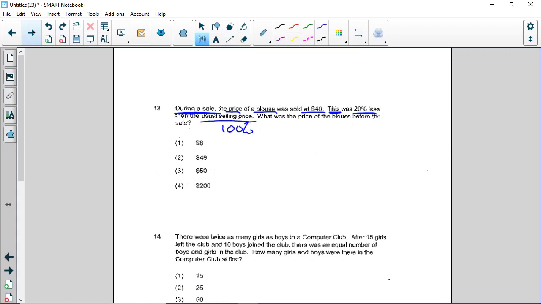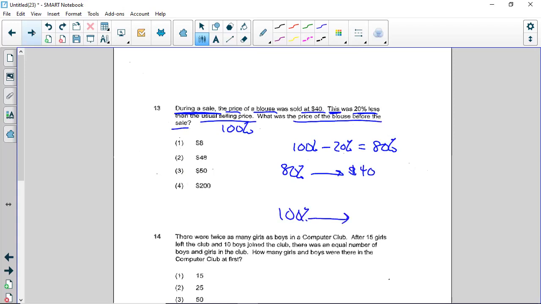So how many percent do you pay during the sale? That must be 100 minus 20. You must have paid 80% during the sale. So that 80% during the sale is also $40, right? So can you find the price of the blouse before the sale, which is your original price? Okay, your original price is the price at first, which is 100%.